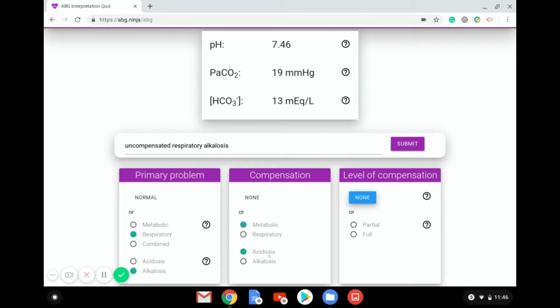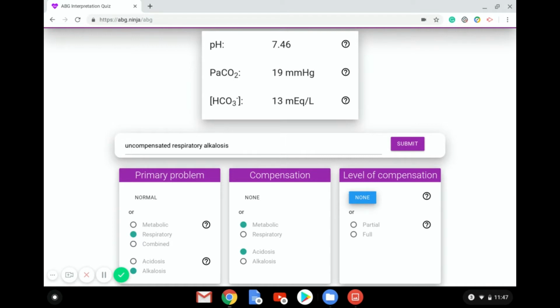So it's a common theme that you'll see that the primary problem will have compensation that will be the exact opposite. So what is the opposite of respiratory? Well, it's metabolic. What is the opposite of alkalosis? Well, it's acidosis.